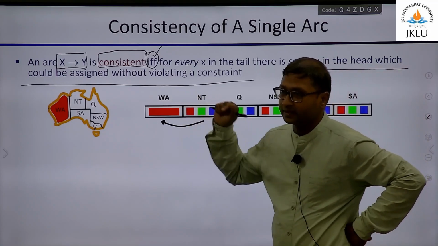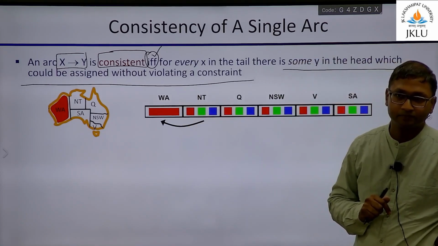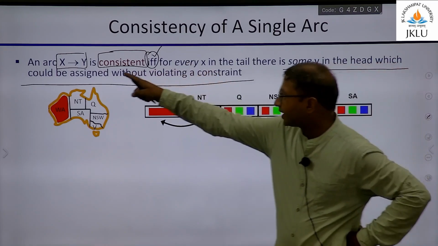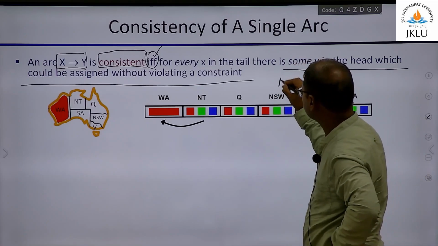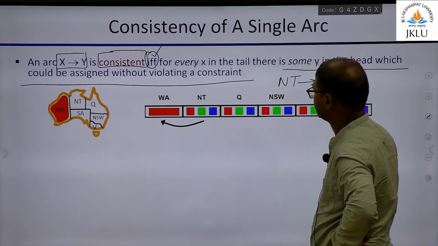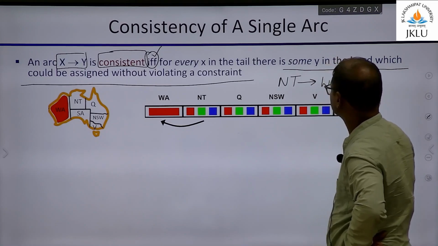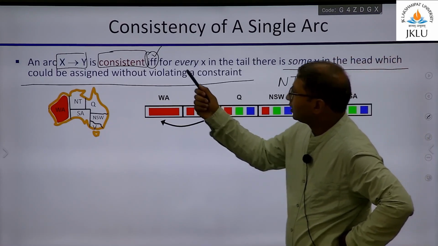What is arc in this case? X and Y are variables here. What is arc in this case? Arc is NT to WA. Okay?